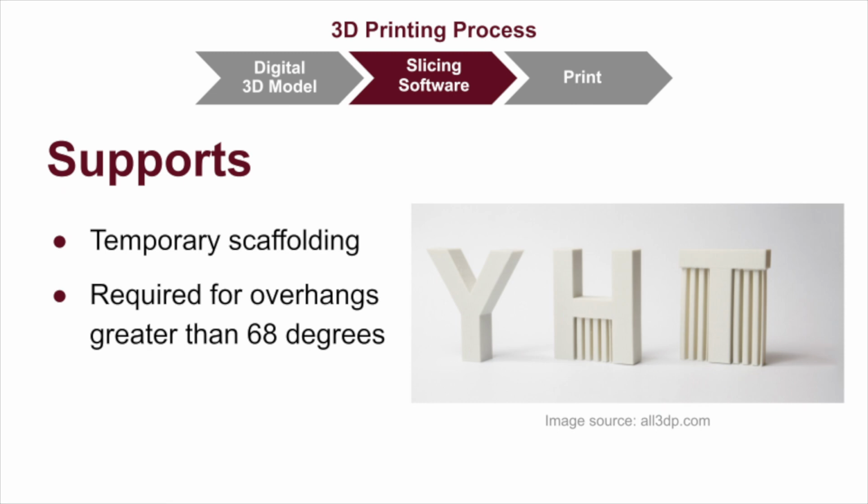Sometimes you can orient your object on the build plate to reduce or avoid the need for supports, and therefore reduce filament and print time. For example, in this image, if the T was lying flat on the bed plate, supports would not be necessary.